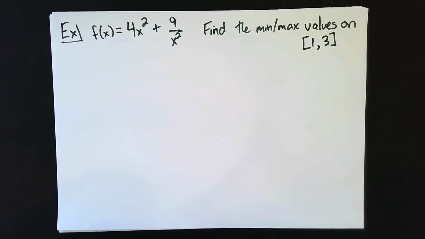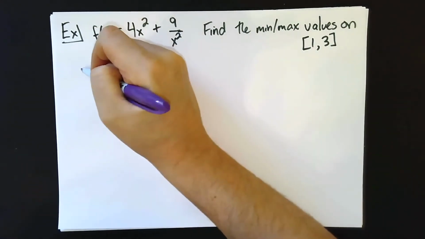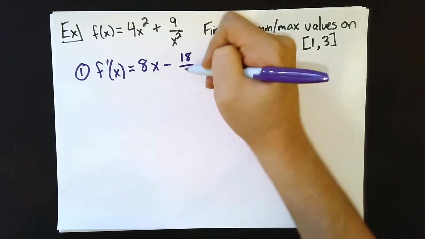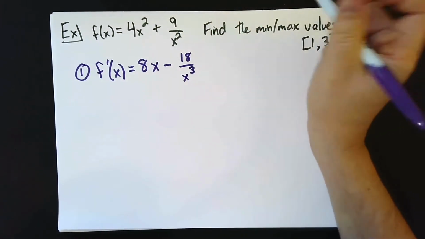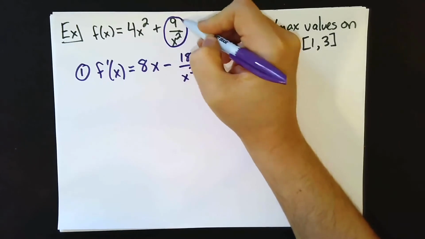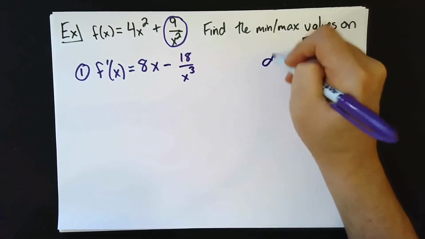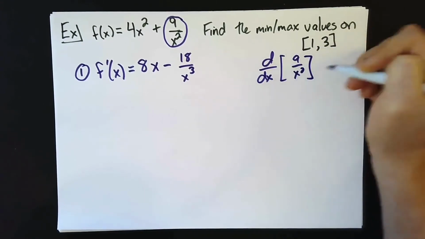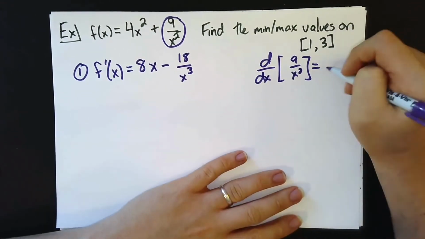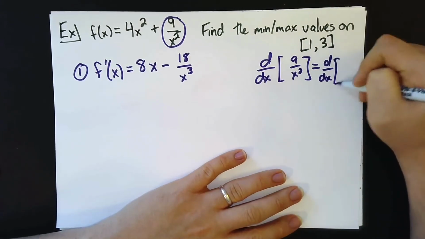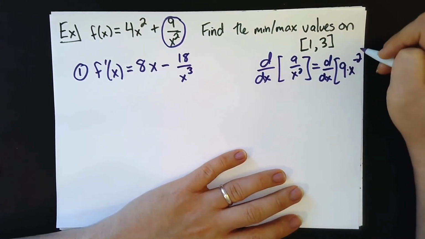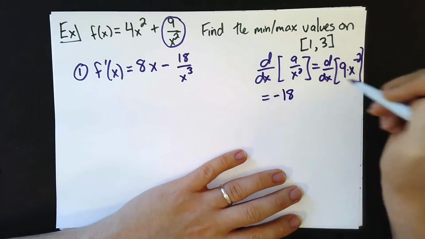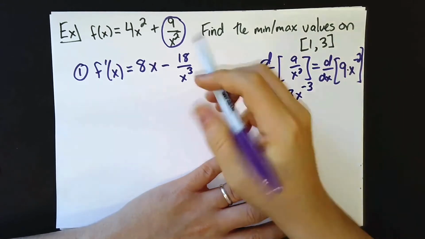So we're going to follow our closed interval method. The first thing we're going to do is calculate the derivative. And just to be clear, how did I take the derivative of 9 over x squared? The way I take that derivative is to rewrite that as the derivative of 9 times x to the minus 2. And so then I can use the power rule, so that is where I got the minus 18x to the minus 3 that I've written over here.